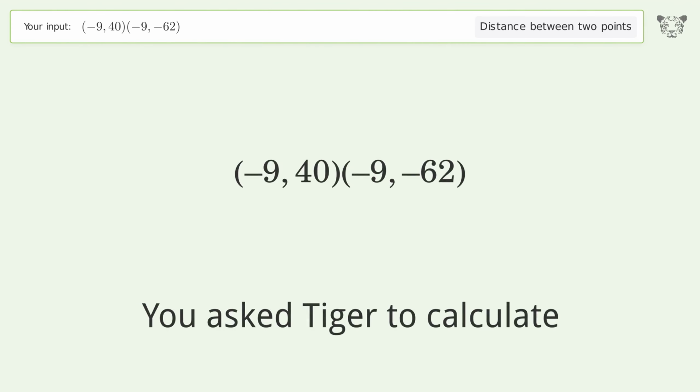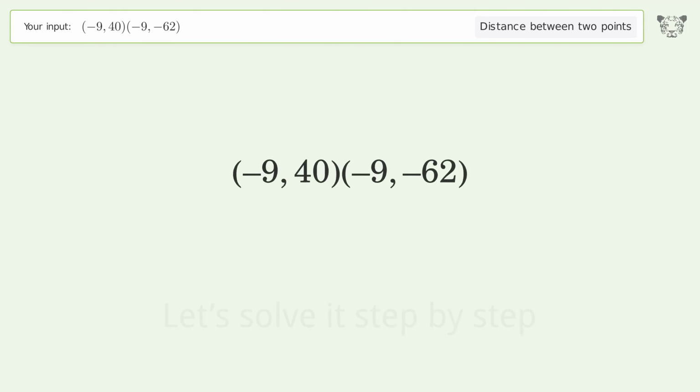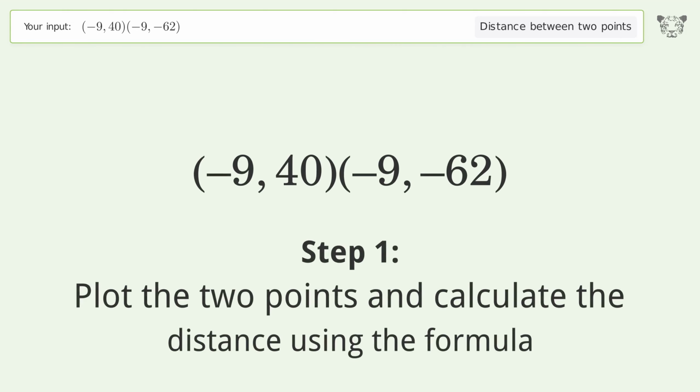You ask Tiger to calculate. This deals with the distance between 2 points. The distance between the 2 points is the square root of 10,404, or 102. Let's solve it step by step. Plot the 2 points and calculate the distance using the formula.